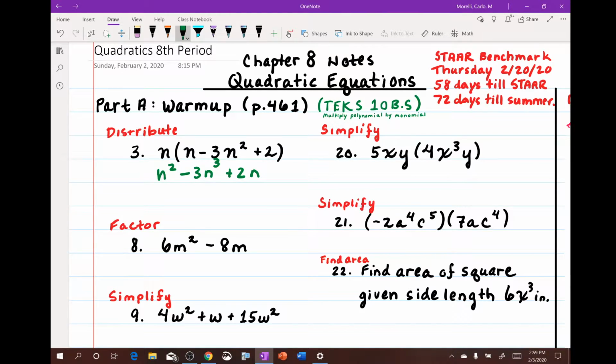I'm going to jump over here to number 20 now. We multiply like terms together. So 5 times 4 is 20. X times x cubed is x to the 4th power. Y times y is y squared. Now these are all multiplied together, so it's really 20 times x to the 4th times y squared.